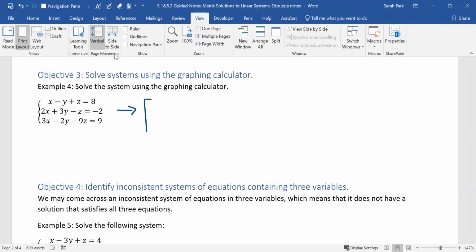So we are going to write 1, -1, 1, 9, 8, and then 2, 3, -1, -2, 3, -2, -9, and 9. And let's head over to the calculator to have the calculator solve this for us. To do this, actually, let me share my calculator screen first.